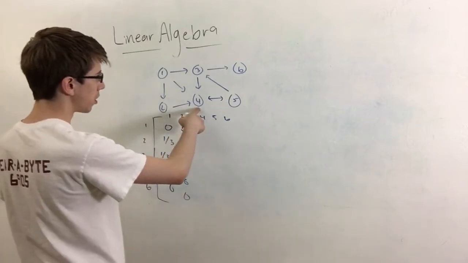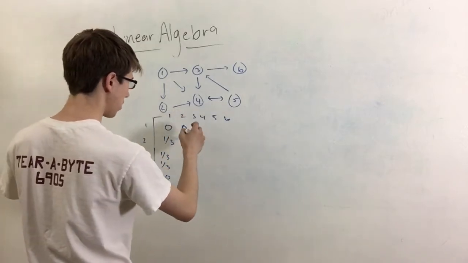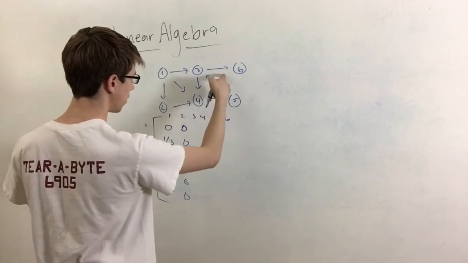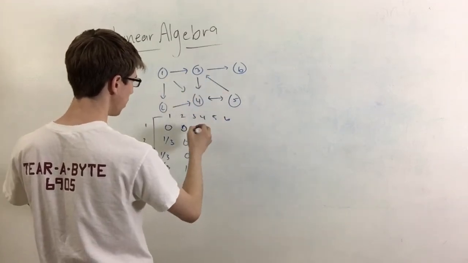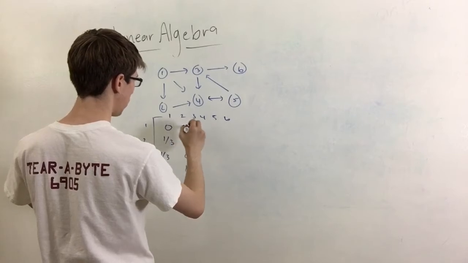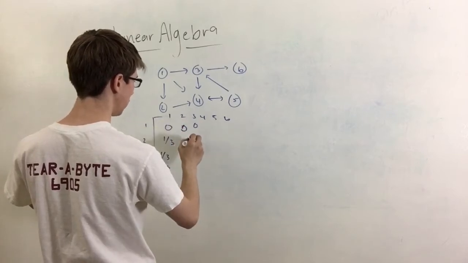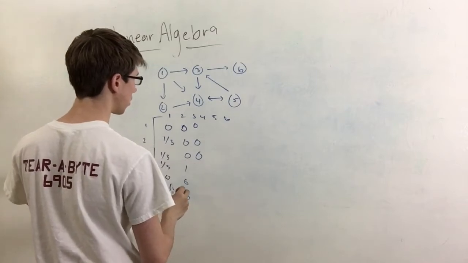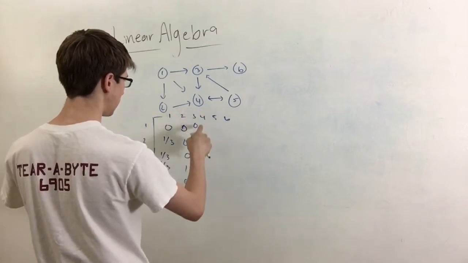Next, how many branches does 4 have? 3. How many branches does 3 have? It has 2. And so, how many times does that go to 1? 0. Does it go to 2? 0. Does it go to 3? 0. How many times does it go to?